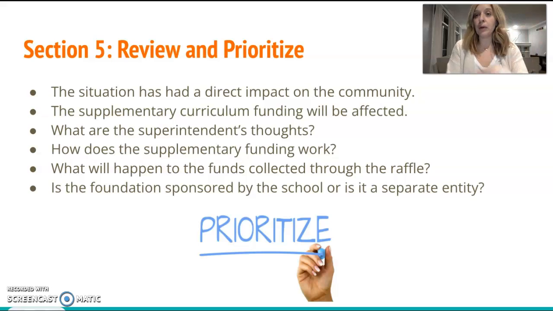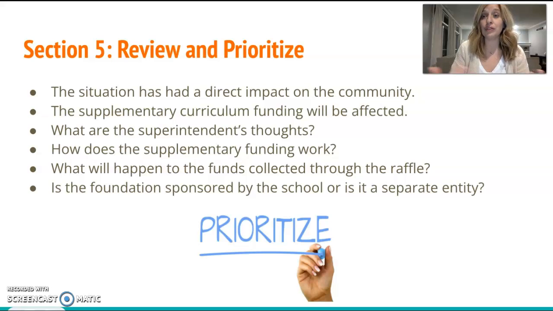So if I review and prioritize the facts, the situation has had a direct impact on the community and must be addressed. It's something that everyone in the community knows about, and it may be causing them to lose trust in their school. The supplementary curriculum funding will be affected by this, because I am wondering if the funds that were raised will be able to be given back. Hopefully they can be refunded to the people who donated and purchased raffle tickets. Since there was no raffle, it would be dishonest to keep their money. So that fundraiser no longer works, and they won't have that money to put into the fund any longer.